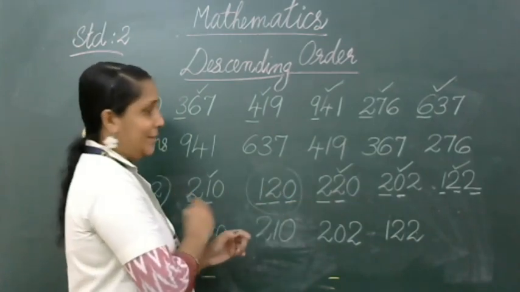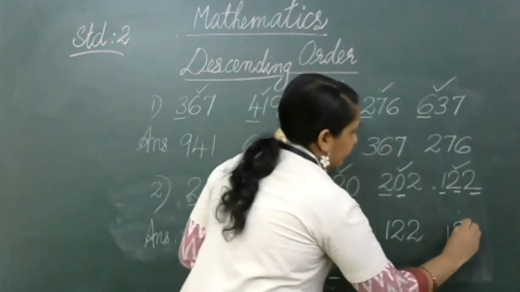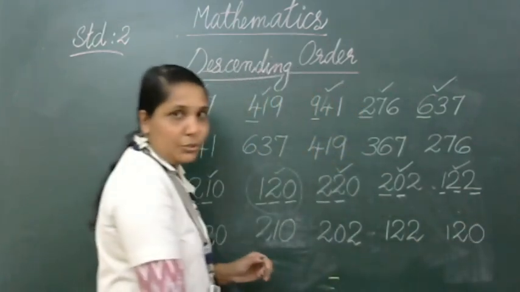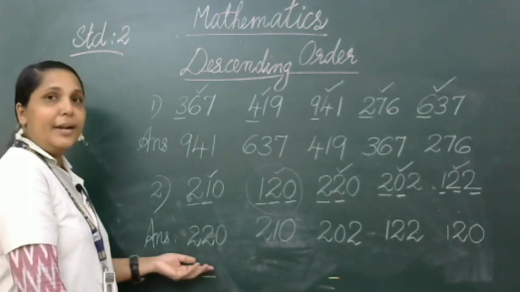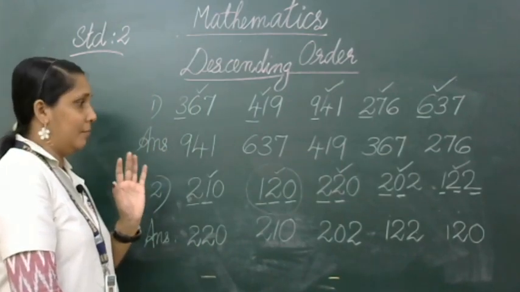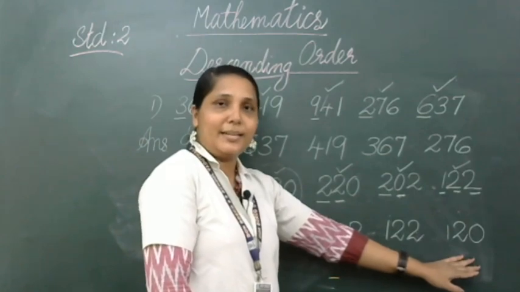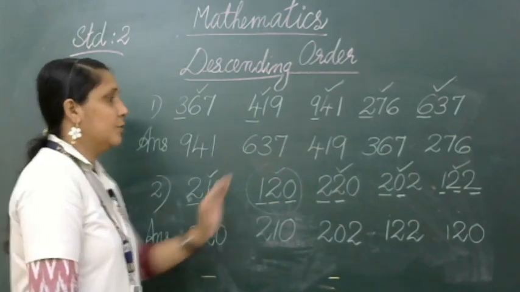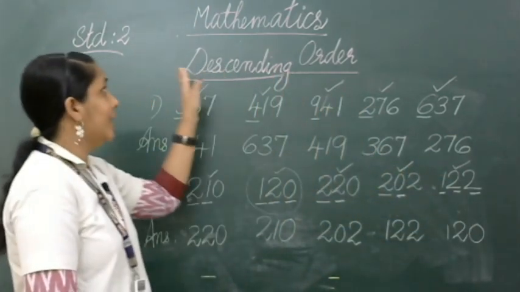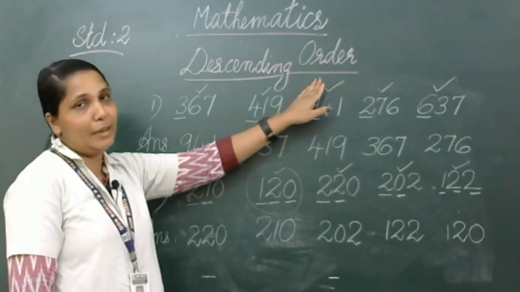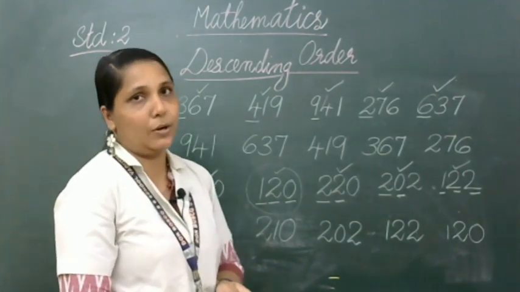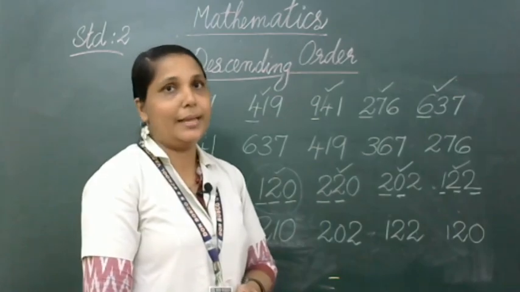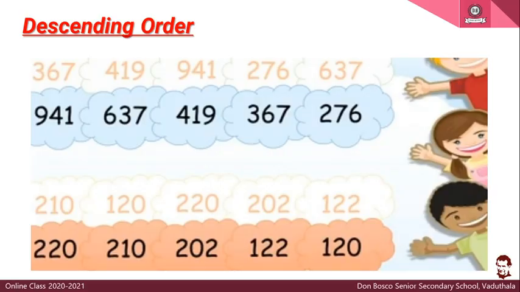Then what is the smallest number? That is the last one, 120. So we have 220 as the biggest number, then 120 as the smallest number. So we arrange the numbers from biggest to the smallest. That is called the descending order of numbers. Here you can see the answers of descending order. This is the content you have to study for today's class.